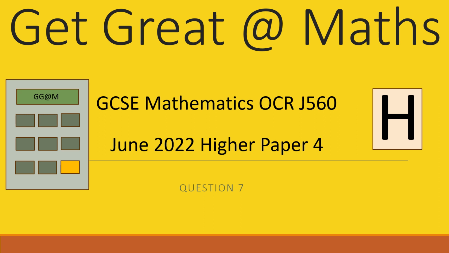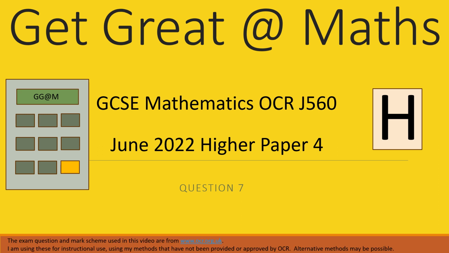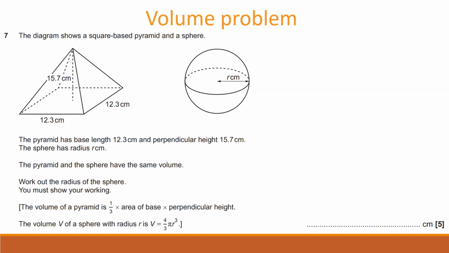Today's video is a GCSE Mathematics OCR J560 exam paper question from the June 2022 series on the higher tier, paper 4. This is a calculator paper and we're going to be looking at question 7 today. Question 7 is a volume problem and we're looking at two shapes here, a pyramid and a sphere.